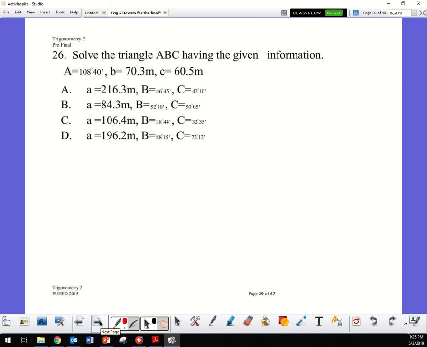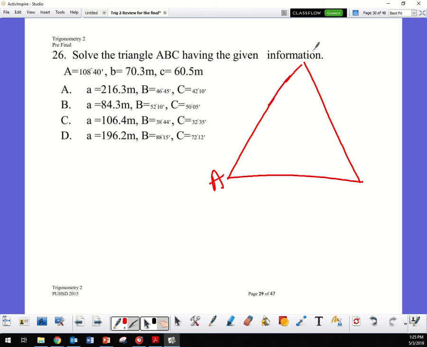Solve the triangle given the information. So, something like this, I'm going to start by doing what? Draw a triangle. Okay, so A is 108 degrees, 40 minutes. Little b is 70.3. Little c is 60.5. All right.